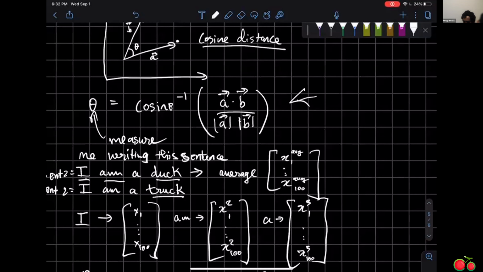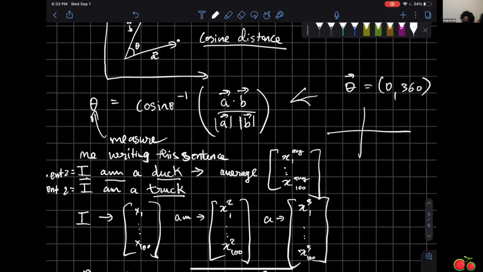And so the benefit of cosine distance is that it's a bounded number, because this number theta can only go between 0 and 360. You can have theta that's 0, or you can go all the way around and end up at 360, right? Technically it's the other way around.